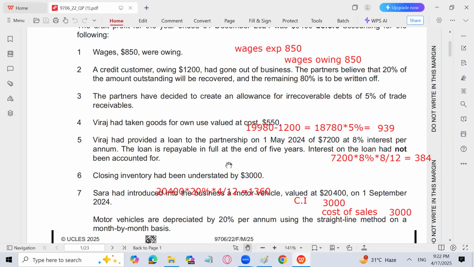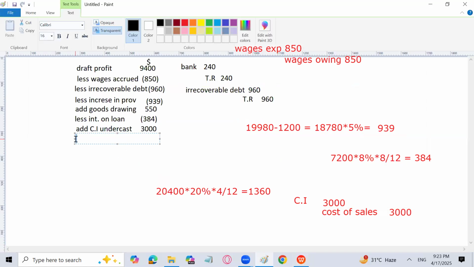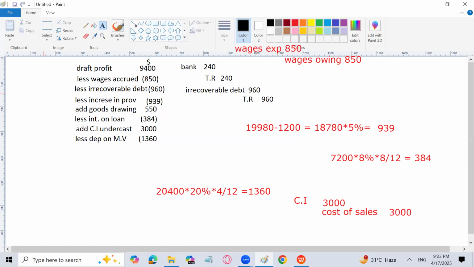Next, Sara has introduced a business motor vehicle for 24,000. Depreciation of 20%, using the straight line method, is not recorded. 20,400 into 20% into 4 over 12. Why? Because the motor vehicle is purchased on 1st September. So September, October, November, December, 1,360. And I will subtract that, less depreciation on motor vehicle, 1,360. Now you can go for the calculation. We just add and subtract and we will find the corrected profit for the year.